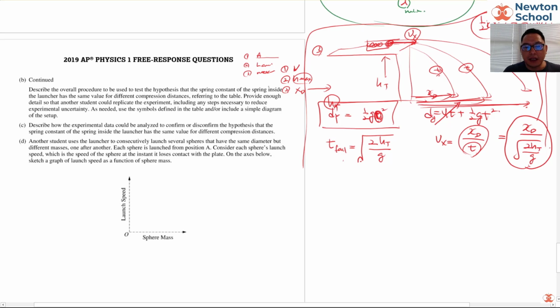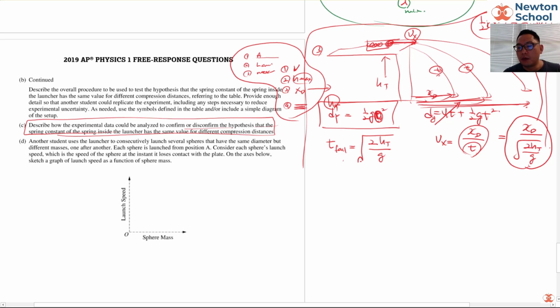And probably you want to say you repeat this several times and use the average of that to reduce the error, okay? And I think I'll let it answer this, right?